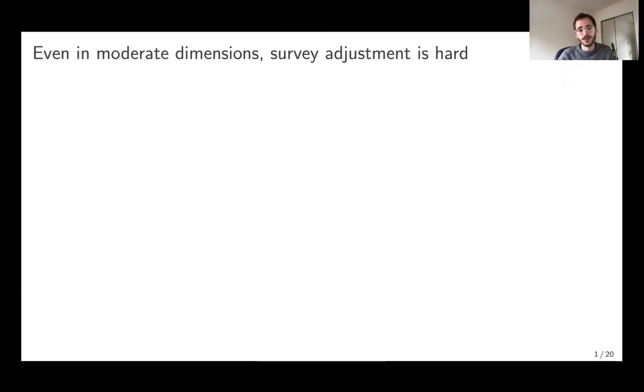So the main problem that we're trying to address here is that even in moderate dimensions, survey adjustment via weighting is hard. And what I mean by hard is that there's a trade-off between what we want to have and what we actually can achieve. On one end is raking on marginals, where we reweight our responders to look like the target population based on the marginal distribution of our covariates.